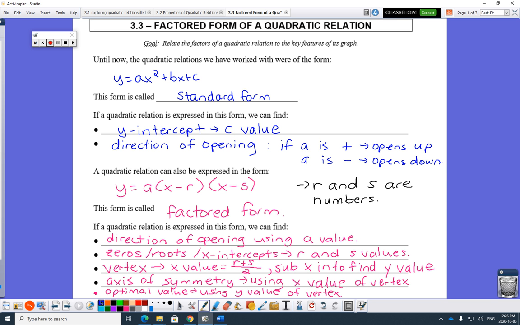We're using similar terms over and over and over again. What's the vertex? How does it open? What's the axis of symmetry? Is it a max or min? What's the optimal value? What are the zeros or the roots or the x-intercepts?